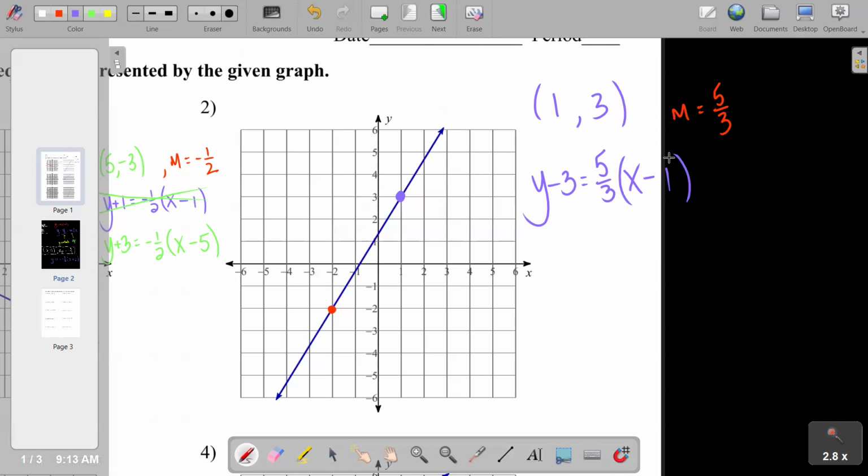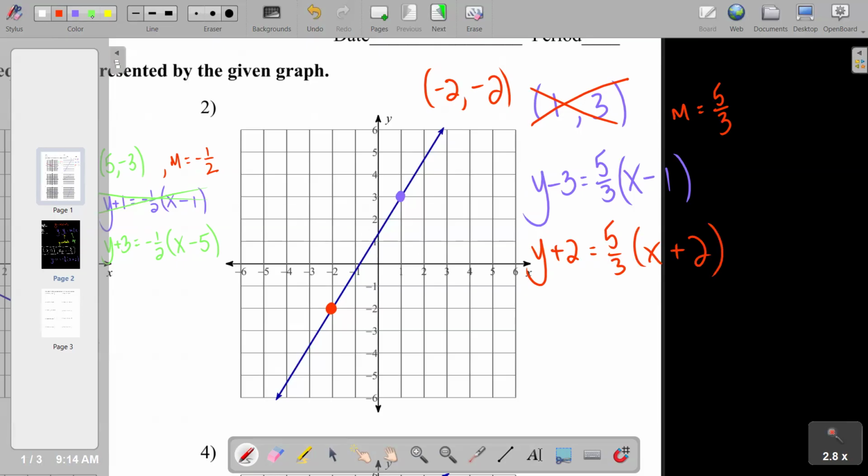And again, the question might arise, what if someone had selected the red point as their first point? That's okay. Then their point name would have been -2, -2. And their equation would have been y plus 2 equals 5/3 of x plus 2. And as hard as it might be for you to stomach or believe this today, those two answers in the green box are exactly the same. And I'll show you that when the time is right.